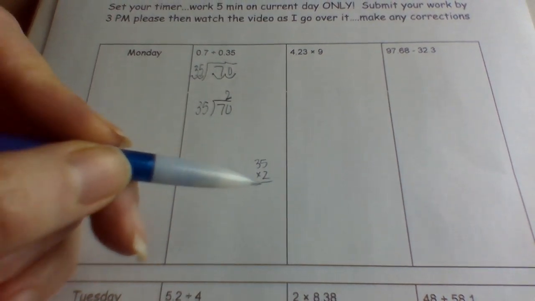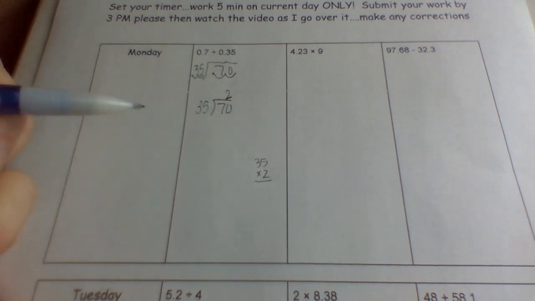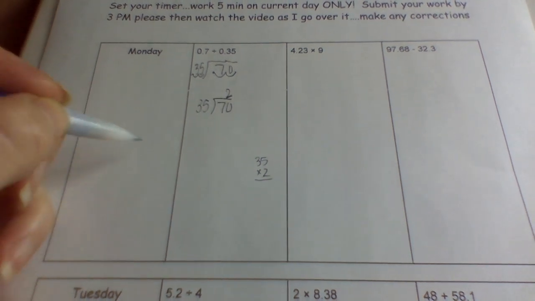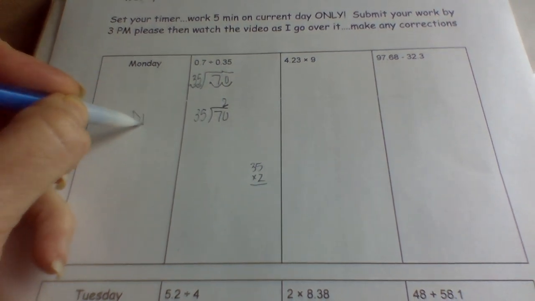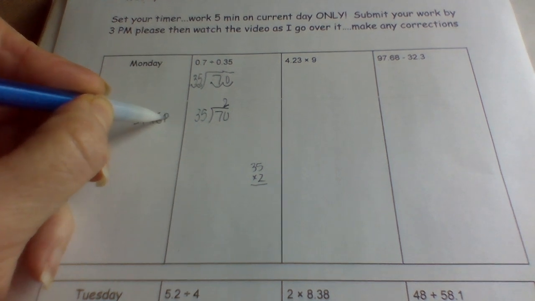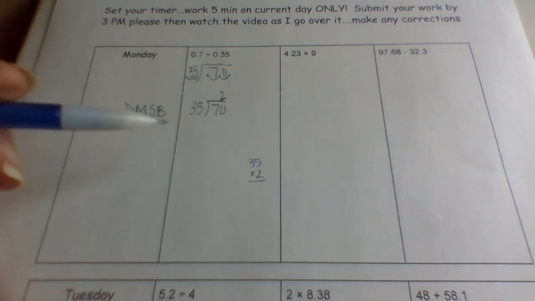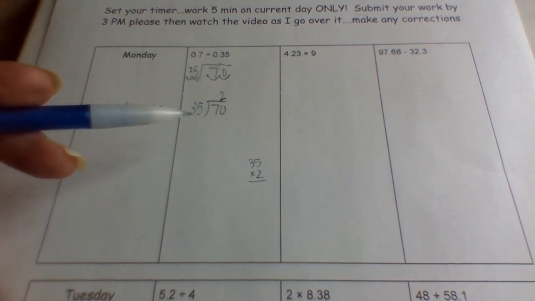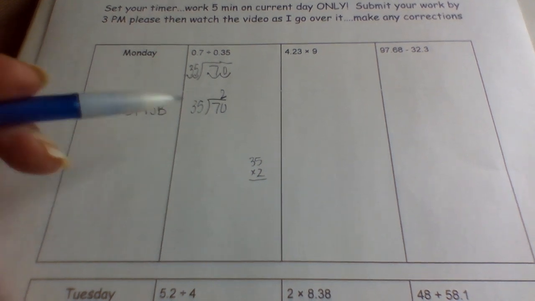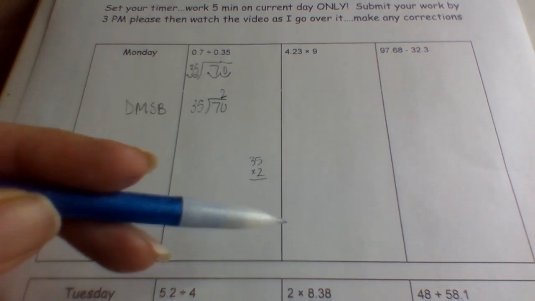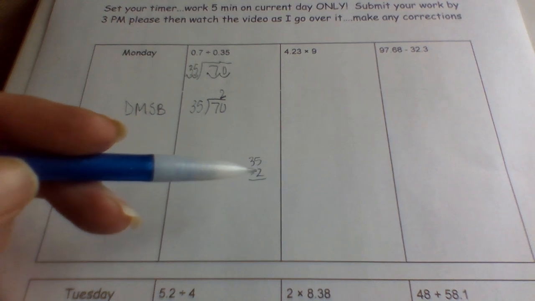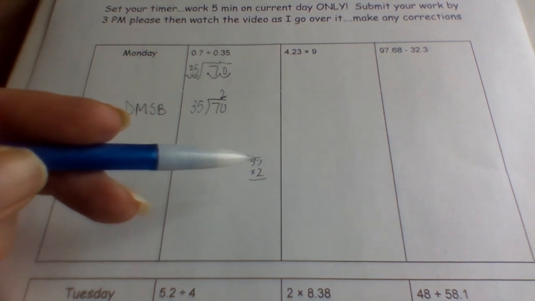If you notice, I rewrote it over here just so you can see the same problem. Remember, when I talk about division, I go divide, multiply, subtract, bring down. So I divided up the 70 into groups of 35. I have 2 groups, then I do 35 times 2, which is what I'm doing here.